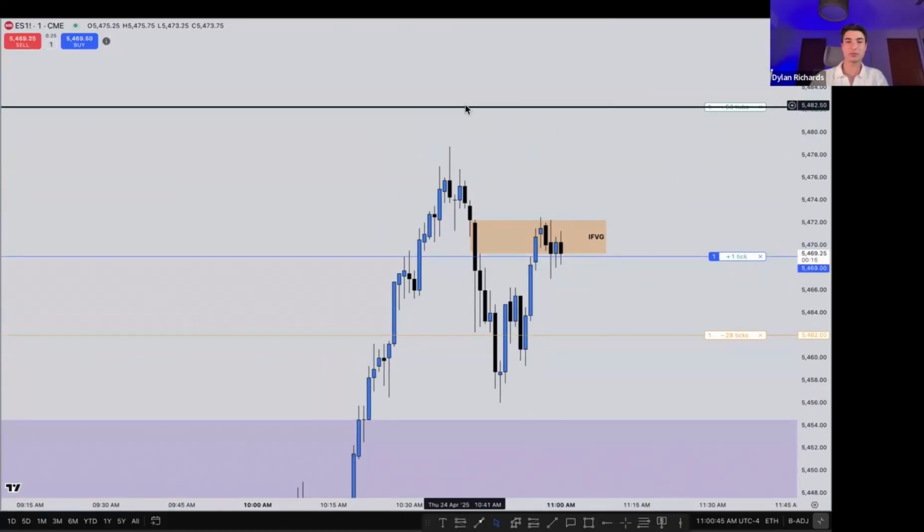All right, so what I did there is I framed the rejection block on the hourly chart. So just the highest body, that's going to be the target. So above this high, just going to look for that.